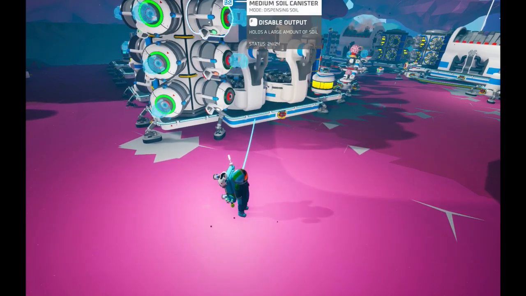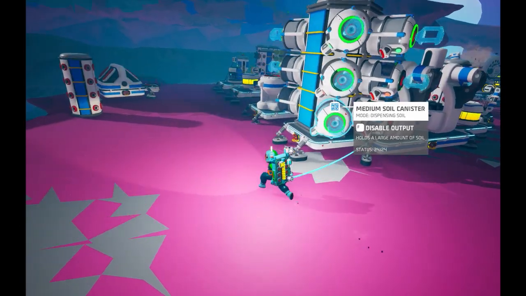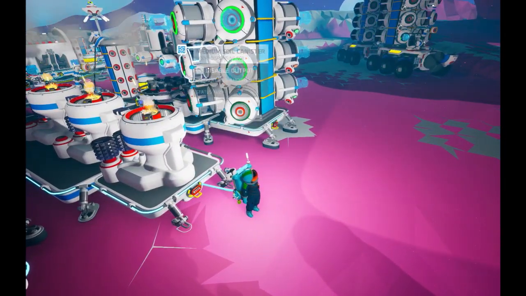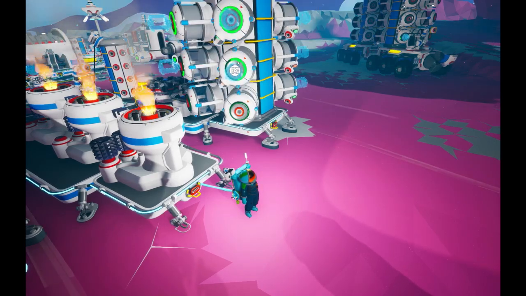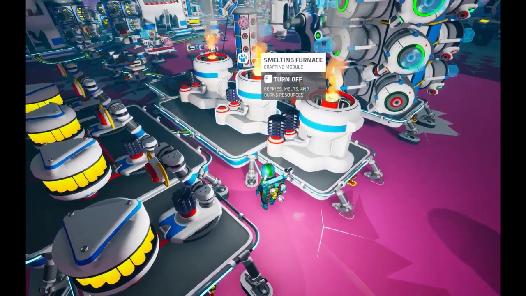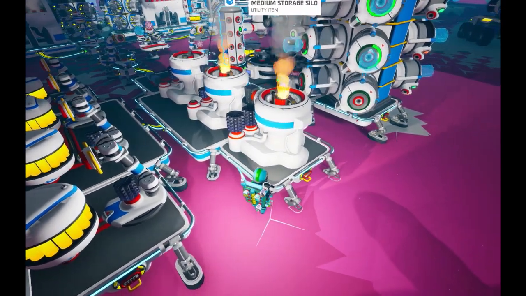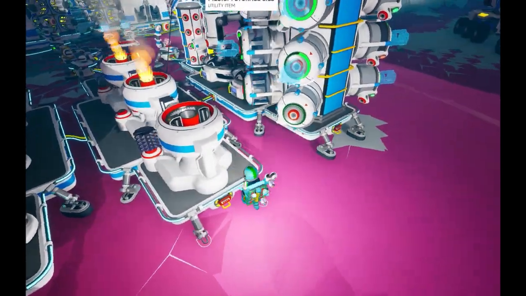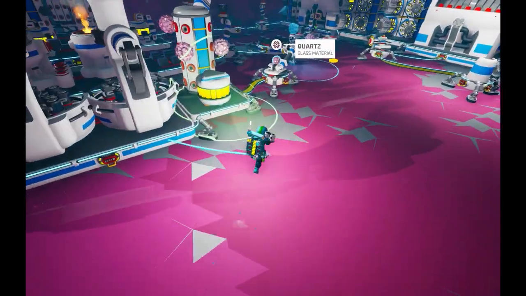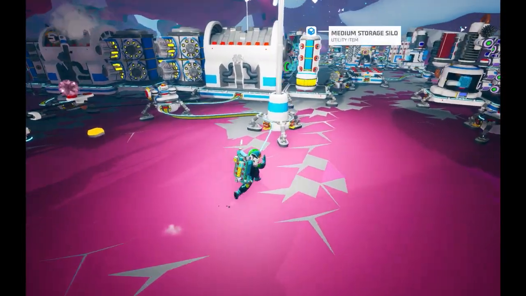Looks like we're having an issue with one of these soil canisters having the wrong output enabled. But anyway, maybe that centrifuge is just off. So every time this storage over here empties, more quartz is made so that it can print the storage sensors as well. So basically this is just a big loop that produces extra scrap.